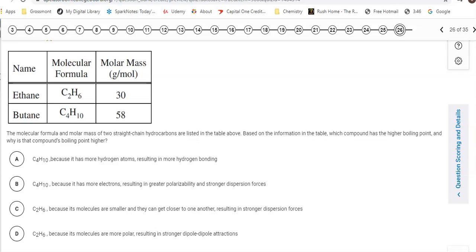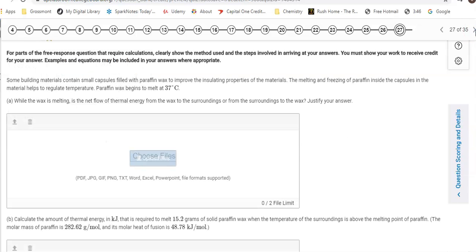So now let's read the question. The molecular formula and molar mass of two straight chain hydrocarbons are listed above. Based on the information, which compound has the higher boiling point? Butane does. Okay, that's just that simple. It has more electrons, stronger London dispersion forces. So the answer is B, C4H10, because it has more electrons, resulting in greater polarizability. Kind of learn words like that, polarizability, and stronger dispersion forces. Okay, so that's the answer. Let's move on.